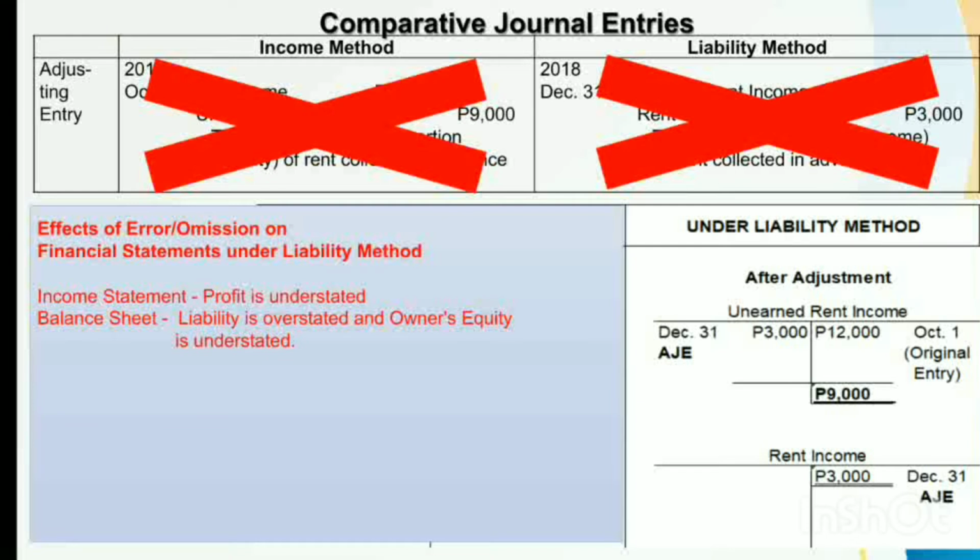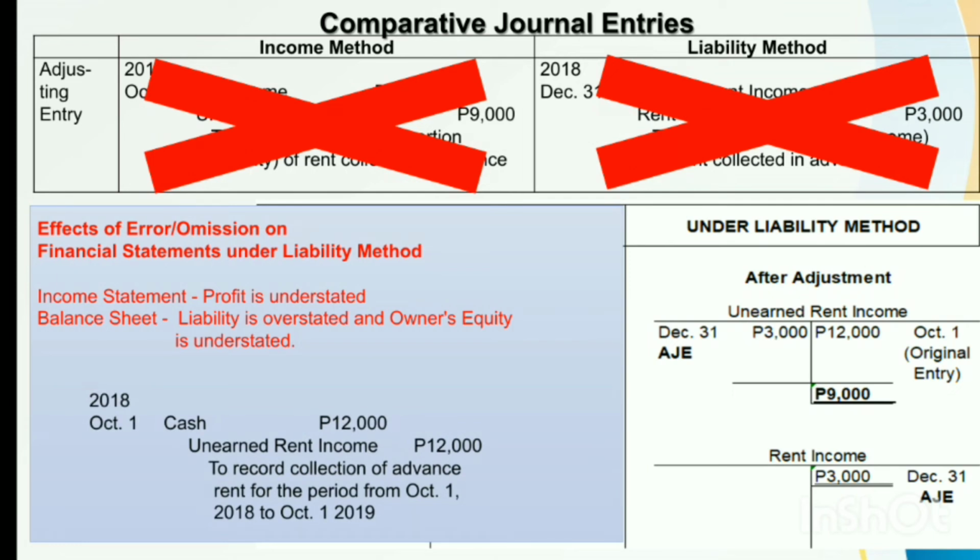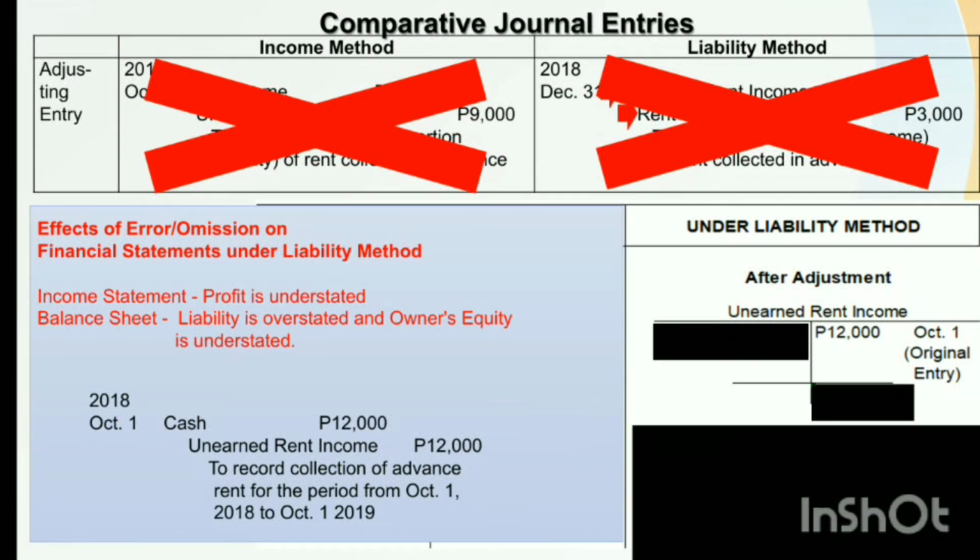For the balance sheet under the liability method, if there is no adjusting entry at the end of the accounting period, the liability is going to be overstated and the owner's equity is going to be understated. So let's start discussing with the liability. So why is it going to be overstated? Let's take a look again at the original entry we made on October 1, 2018 under the liability method. So we have our credit entry, unearned rent income, which is 12,000 pesos. So if there is no adjusting entry, the unearned rent income balance at the end of the accounting period will remain at 12,000 pesos, which is wrong.